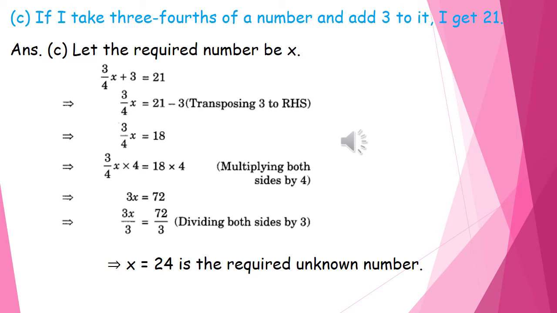Now to remove 4 from the denominator, we are multiplying both sides with 4. So 3/4 x into 4 is equal to 18 into 4. 3x is equal to 72. Now we have to remove 3. 3 is multiplied with x. So we are dividing both sides by 3. 3x by 3 is equal to 72 by 3. We are getting x is equal to 24. That is the required unknown number.